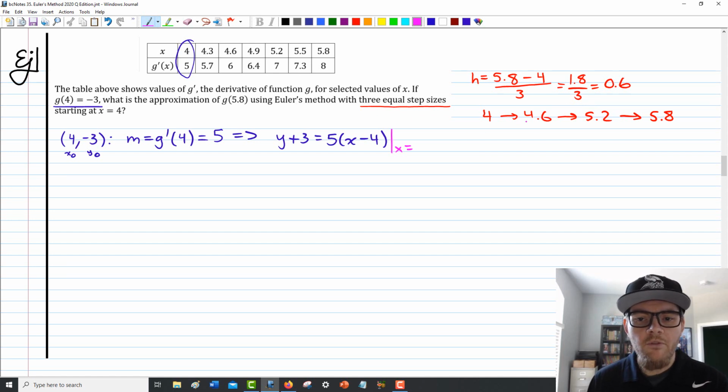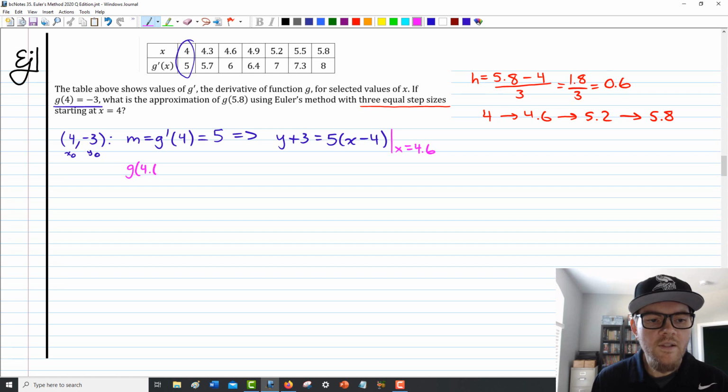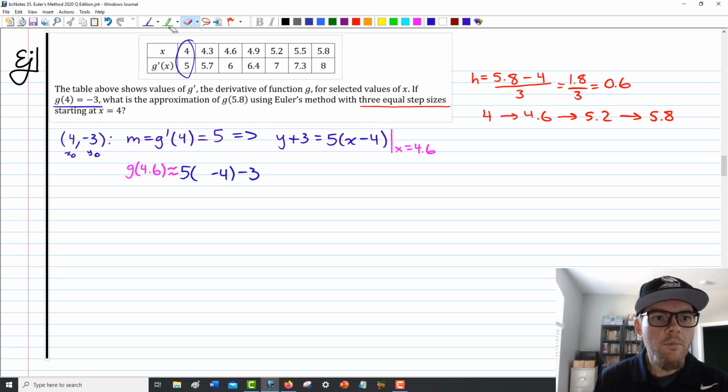So in other words, we already have 4, so we're going to calculate what happens at 4.6. We're going to plug into our tangent line, and we're going to get our approximation. So g of 4.6 is going to be approximately equal to the value in here. So it's going to be 5 times quantity x minus 4 minus 3. But as we said, we want to approximate it at 4.6. So I'm going to go ahead and plug in 4.6. When I do, that's going to give me my new value.